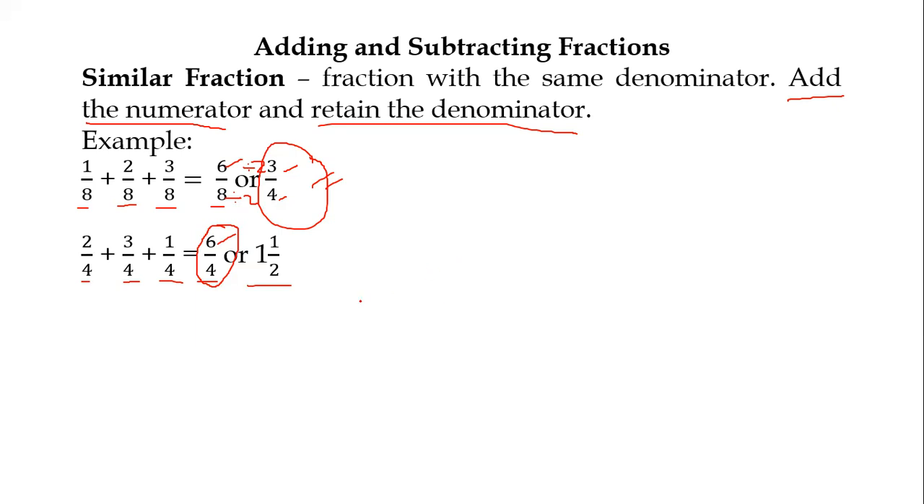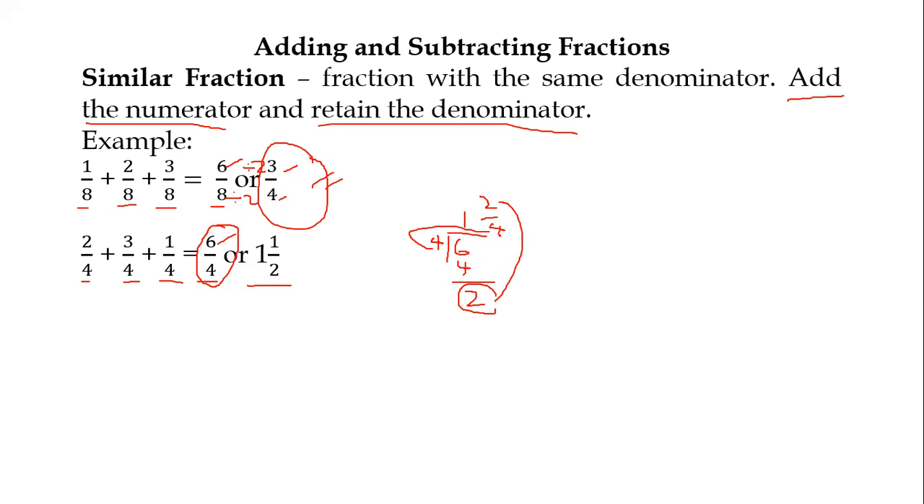By converting an improper fraction to a mixed number, what we're going to do is just divide. 6 over, or 6 divided by 4. Now 6 divided by 4, that is 1. 1 times 4, that is 4. And the remainder is 2. So the remainder will be our numerator, 2, and then the divisor is our denominator. So the answer is 1 and 2/4.